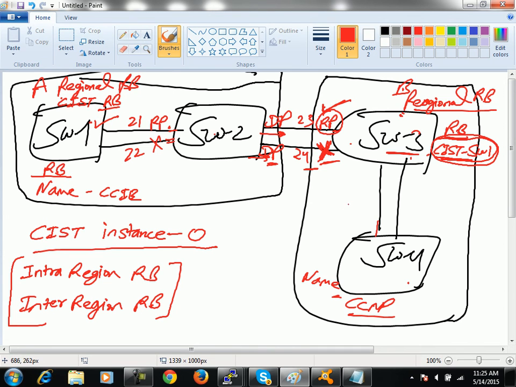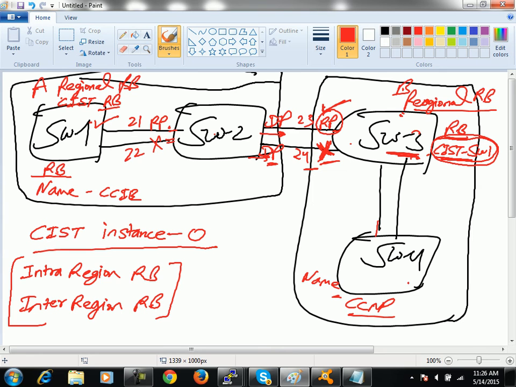And one more thing. As I said, switch 3 is going to be the root bridge for region B, because it was having the best MAC address. There is one another rule also in MSTP, that if you are having two different regions and they are interconnected, of course any one of the regions would be having the root bridge for CIST. I mean the inter-region root bridge for CIST, is it not? And this time switch 1 is the inter-region root bridge, right? I mean region A is having the root bridge.